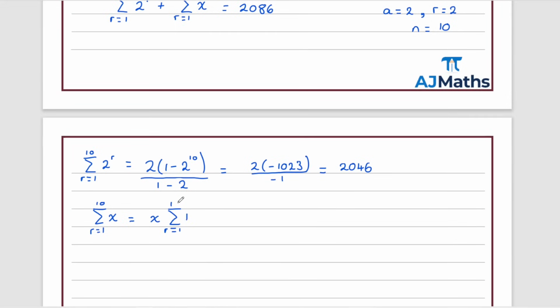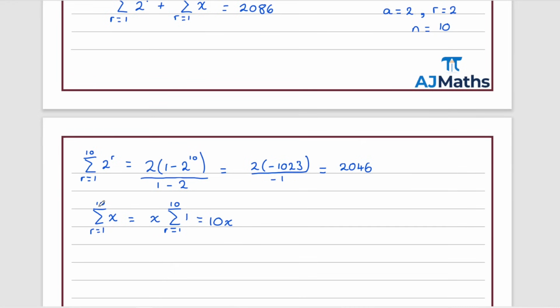to 10. And the summation of 1 from r equals 1 to 10, well, that's going to be 1 plus 1 plus 1 10 times. Okay, so this here would just be 10. So it's x times 10. So that gives me 10x, right? Okay, hopefully that makes sense. We get 10x there for the summation of x from r equals 1 to 10.